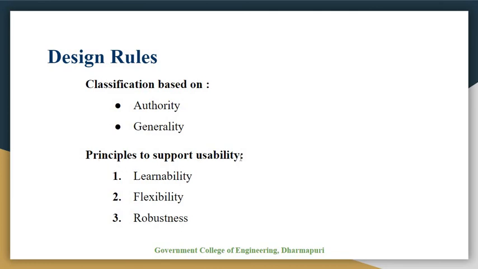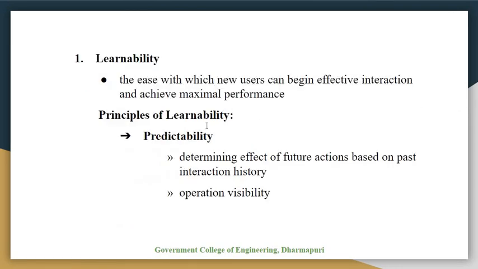Next, we will see the principles to support usability. The most abstract design rules are general principles which can be applied to the design of an interactive system in order to promote its usability. The principles are divided into three main categories: learnability, flexibility, and robustness. First, learnability. Learnability revolves around the features of an interactive system that allow novice users to understand how to use it at first and then how to attain a maximum level of performance.